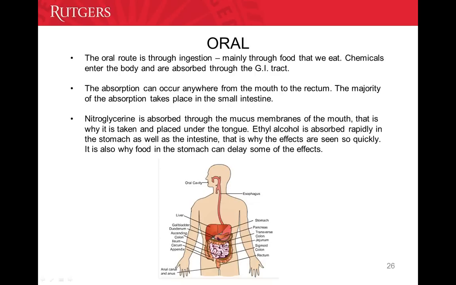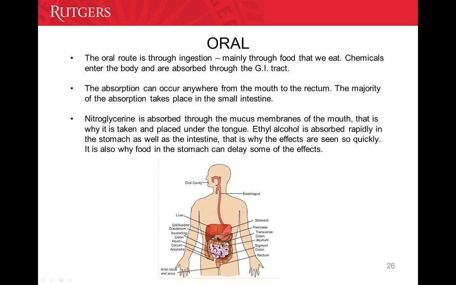As an example, nitroglycerin is absorbed through the mucous membranes of the mouth. That's why it's taken and placed under the tongue. If you have someone that's in a cardiac problem, they take and they place the nitro pill under the tongue, and the absorption happens quite quickly.